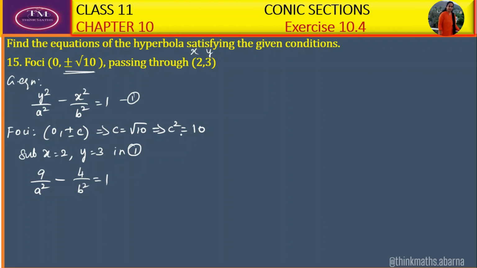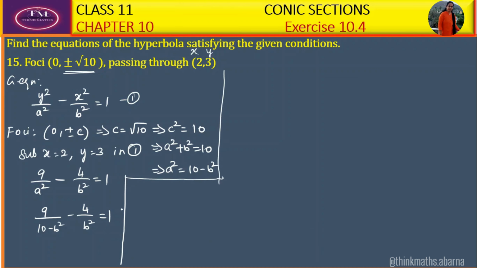Okay. We have c square equal to 10. So if c square equal to 10, what is the formula for c square? C square is equal to a square plus b square, which will be 10. From this we can find a square equal to 10 minus b square. So substituting here we get 9 divided by, instead of a square it is 10 minus b square, minus 4 by b square equal to 1.